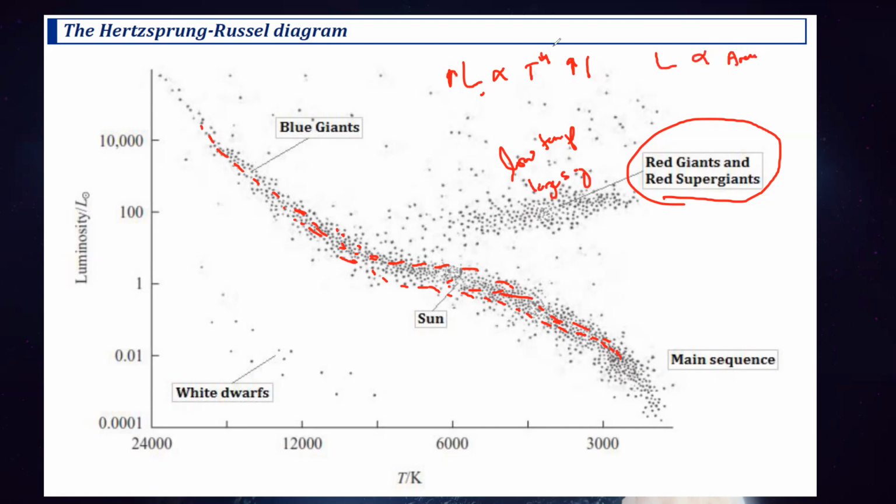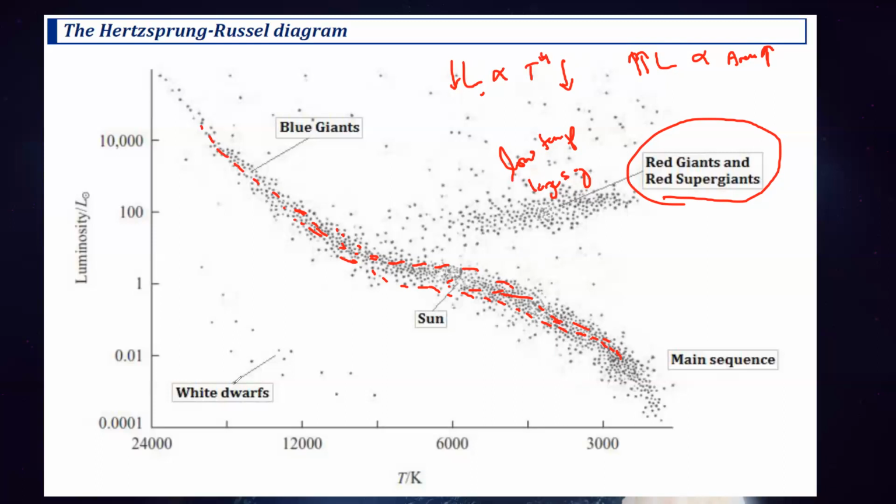So for red giants, temperature is low, so luminosity will be low. But size is big, that's why the luminosity increases, and the increase in size is much more as compared to the decrease in temperature. Even though they have a low temperature, they don't follow the sequence. They're out of the sequence because their size is big.